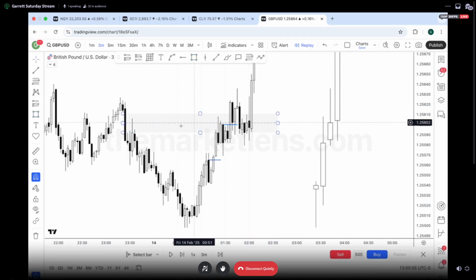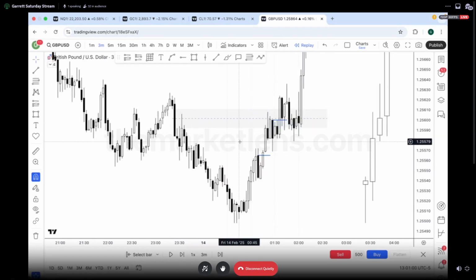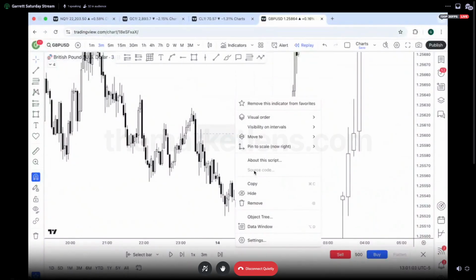So this is what I mean by aligning inversion to the left. You see how it aligns with that? That's what I really like to see. It's not a requirement.